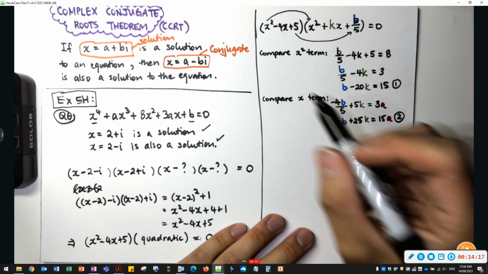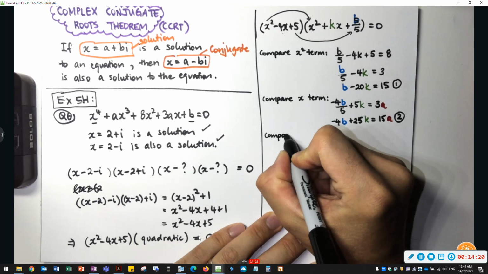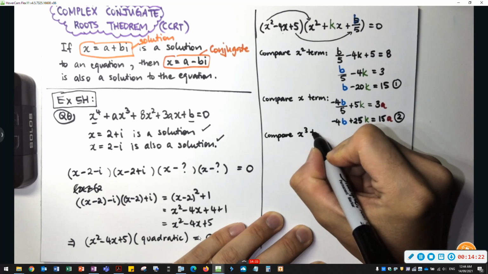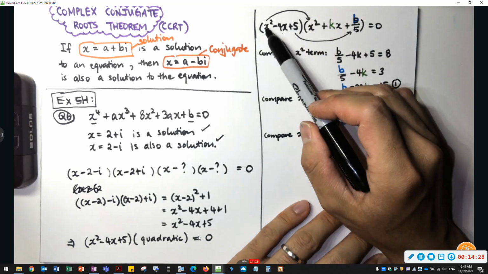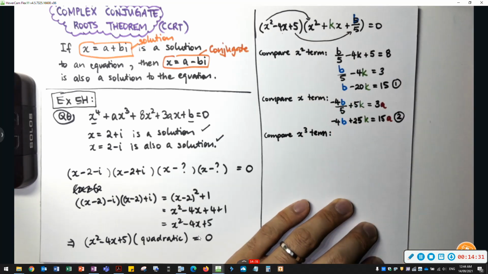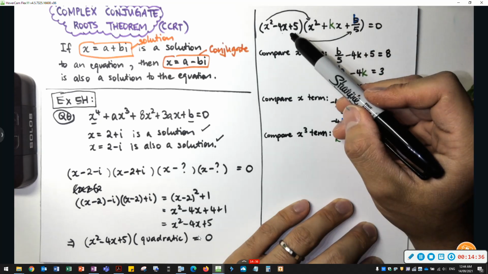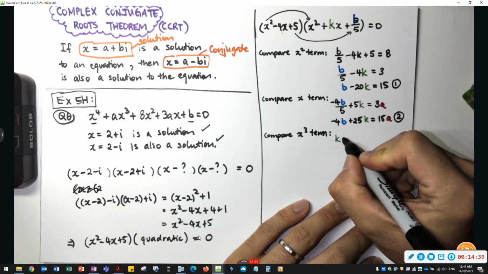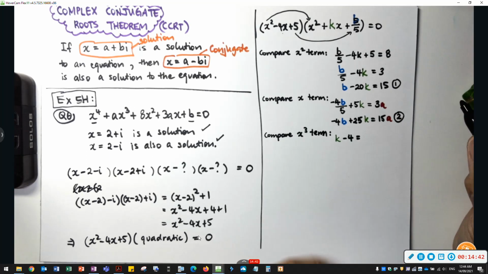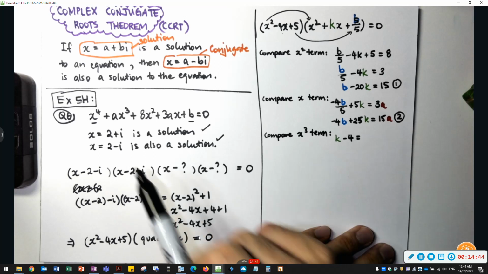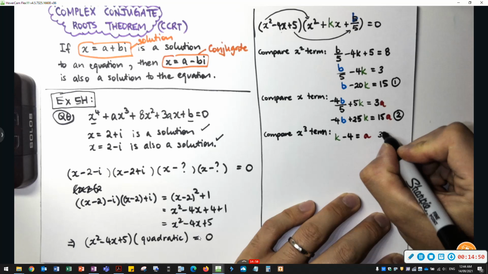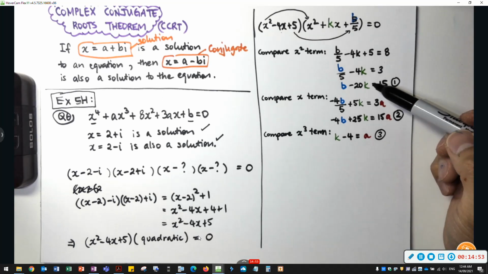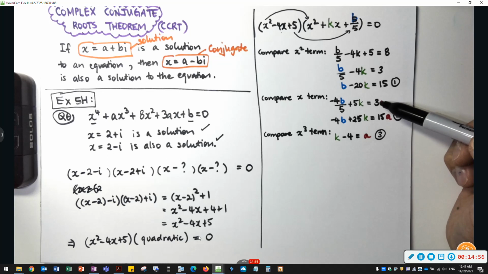And then let's compare the cube terms. So it looks like we actually had to compare all of them to get this out. Then cube term, I can have a squared and a single, so I'm just going to get k as my coefficient. And also the same on this side, so negative 4. I think there's no other ones for cube. And then the cube term over here equals a. That's equation 3. So I've got 3 unknowns, a, b, and k, and then I've got to solve them simultaneously.